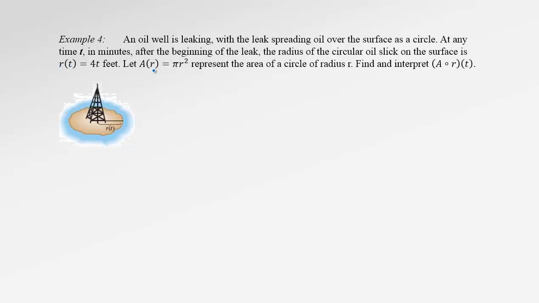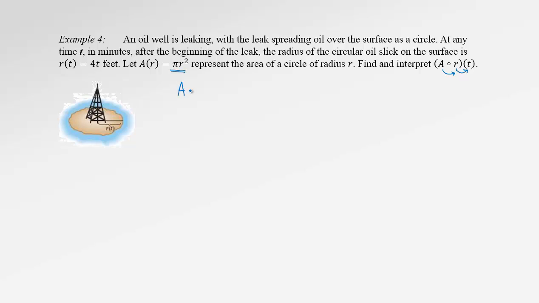Let A of r equals pi r squared represent the area of a circle of radius r. So we have another function, area with respect to radius. And this is the well-known formula, pi r squared. Find and interpret A composed with r of t. So r operates on t first, and then A operates on whatever r of t is. Okay, how can we find this?